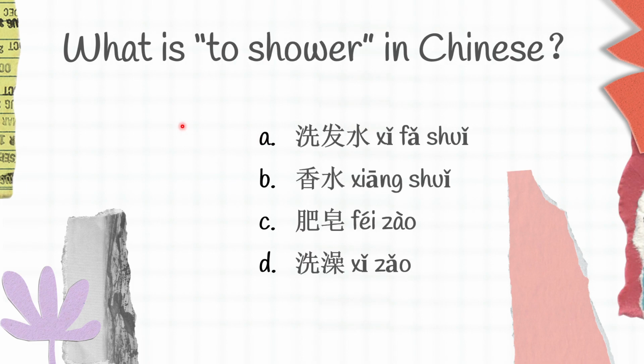The next question, what is to shower in Chinese? So this is a verb. We have A. 洗发水, B. 香水, C. 肥皂, D. 洗澡. So I will give you some time to think. I will explain it to you now. 洗发水 is shampoo, 香水 is perfume, 肥皂 is shower gel, and 洗澡 is to take a shower. So the right answer for this question is obviously 洗澡.